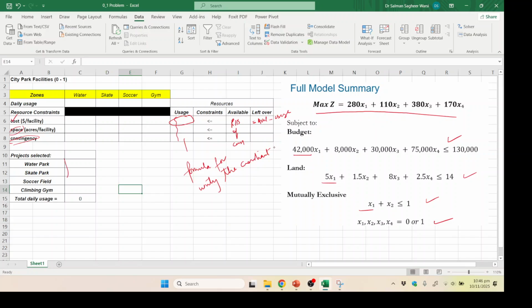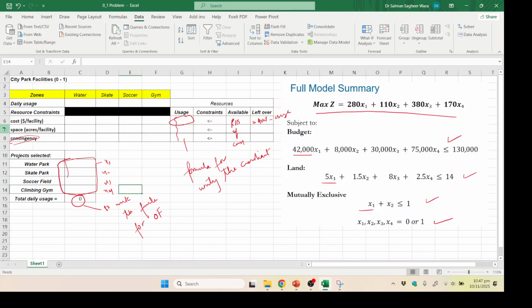And these four cells are very important cells here. These are purposely kept empty, and these cells represent x1, x2, x3, and x4. So the values of x1, x2, x3, and x4 will be chosen by the solver in these four cells. And then this is the total daily usage. This is basically used to write the formula for the objective function. So how it is done, I'll show you.